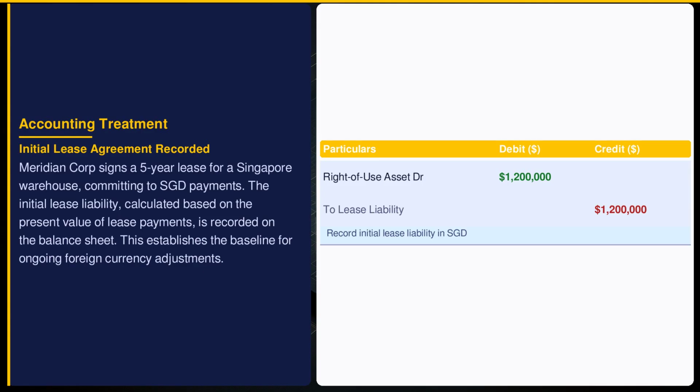The initial lease agreement in Singapore dollars is translated to USD and recognized on Meridian Corporation's balance sheet. ASC 830 requires converting foreign currency leases at the exchange rate on the lease commencement date. Hence, the right-of-use asset and lease liability are both valued at $1,200,000. This sets the financial foundation for future adjustments.